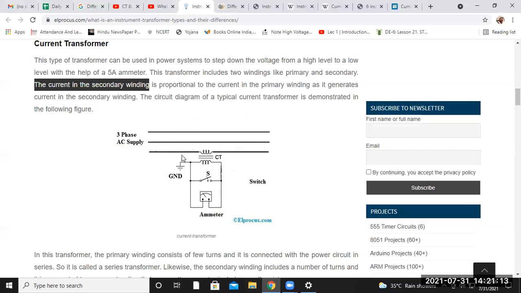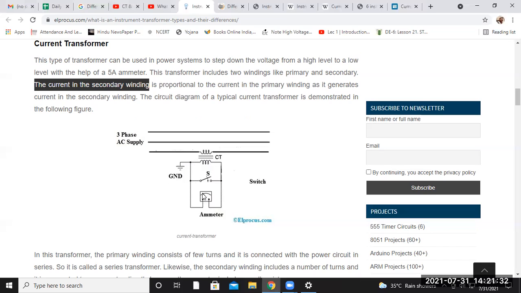In either of them, a current transformer is included in the supply system. Here you can say this current transformer has an equal number of windings. Here also three windings are given, and here one winding is given. G and D represent the grounding of the system.